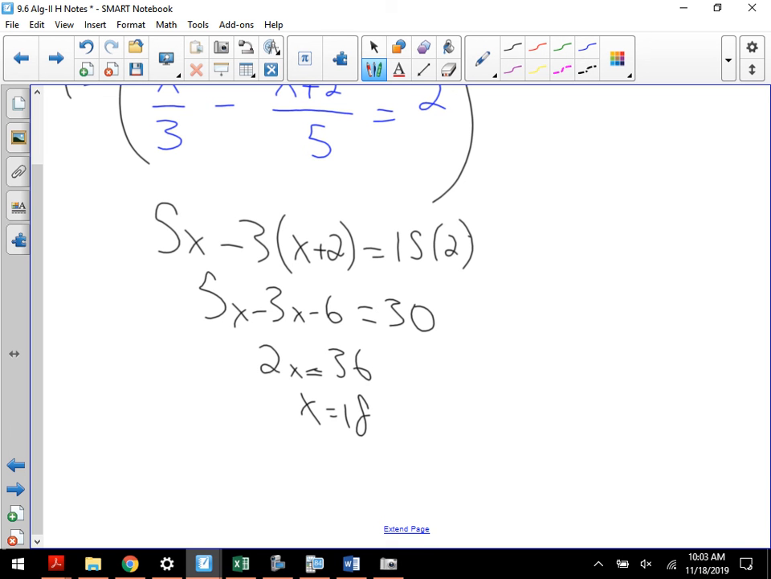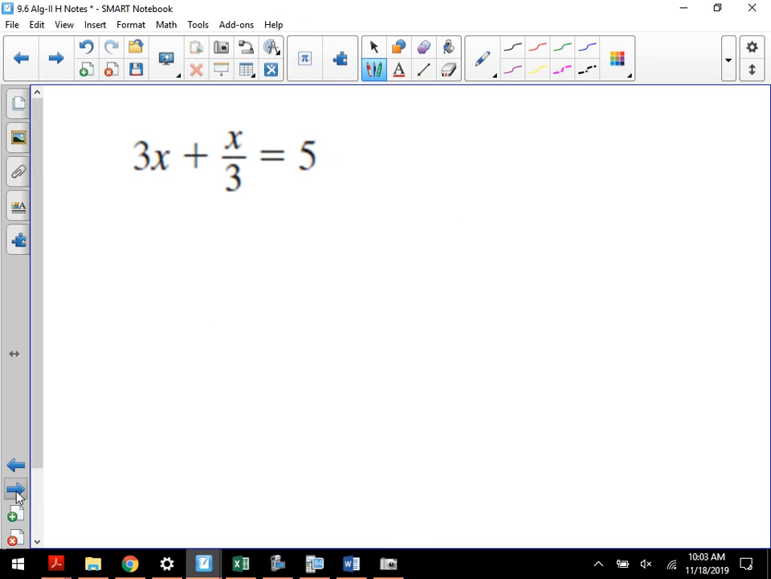Get rid of the fraction. You guys have all seen this. What changes now?